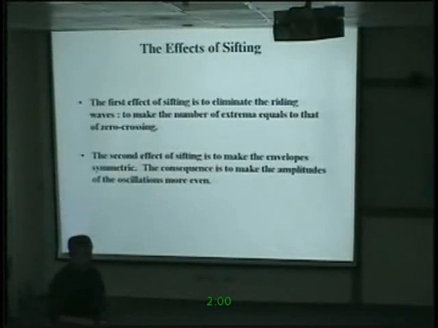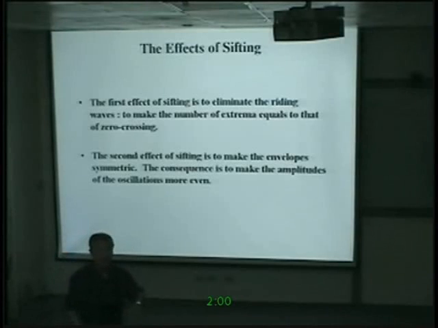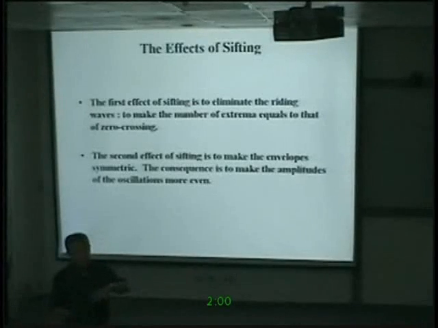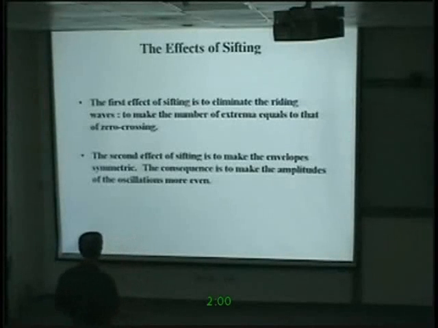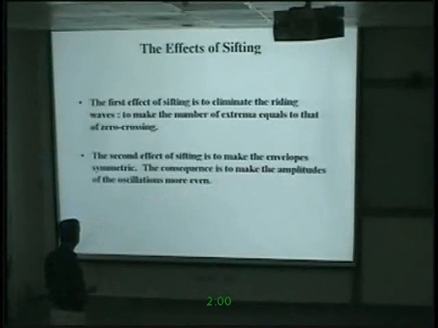And when you push the envelope to be symmetric, how can you push the envelope to be symmetric? You have to push the large value down, the small value up. So that you actually try to make the envelope symmetric is you try to make the amplitude of the wave more and more uniform. The consequence is to make the amplitude very even.